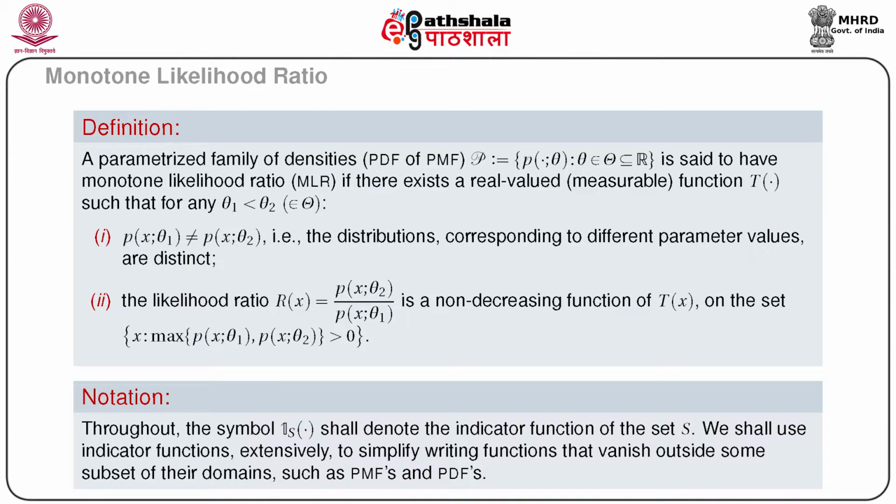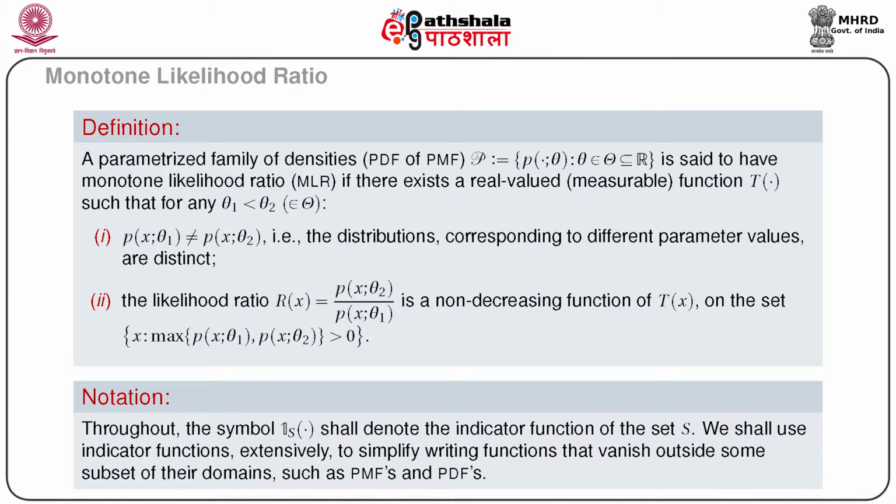A real parametric family P(x, theta), theta belongs to script theta, a subset of the real line, is said to have MLR property in a real valued statistic T(x) if for any theta 1 less than theta 2 belonging to script theta, the following are satisfied. Number 1, P(x, theta 1) is not equal to P(x, theta 2), that is, distributions are distinct corresponding to distinct parameter points.